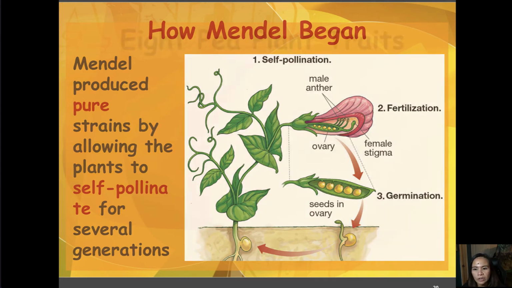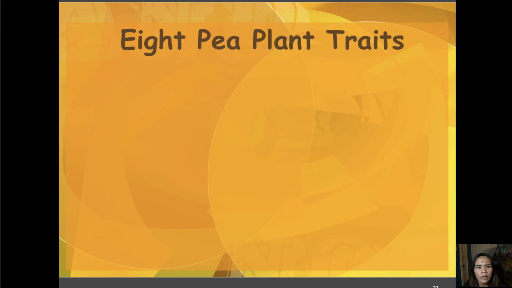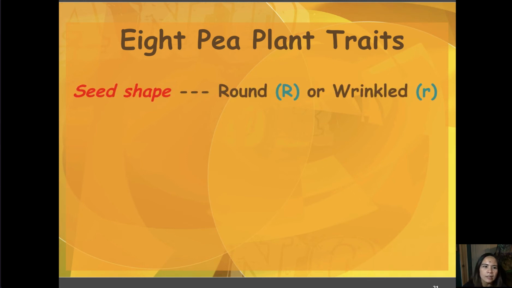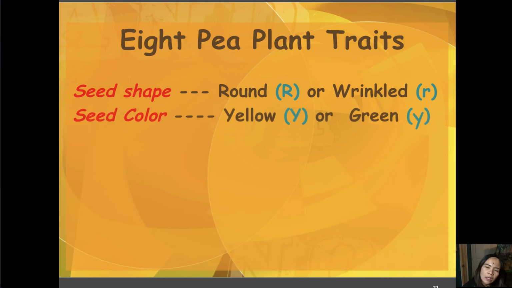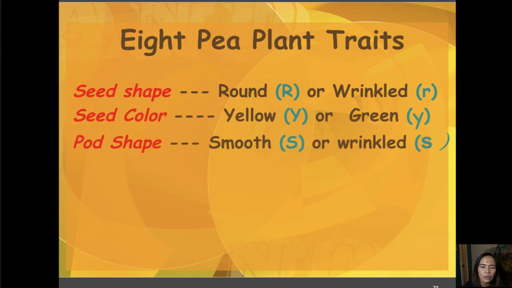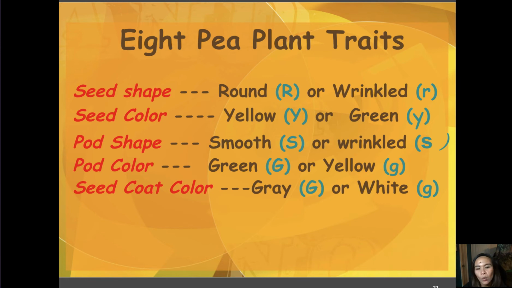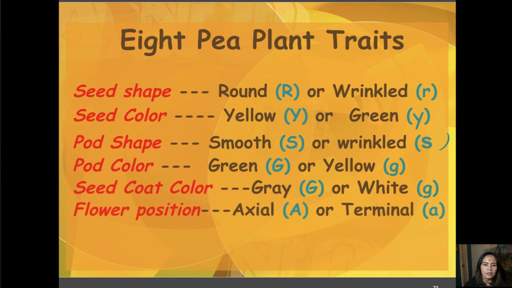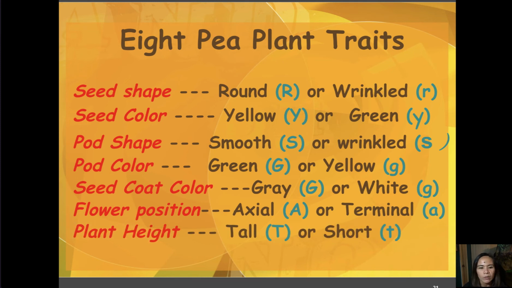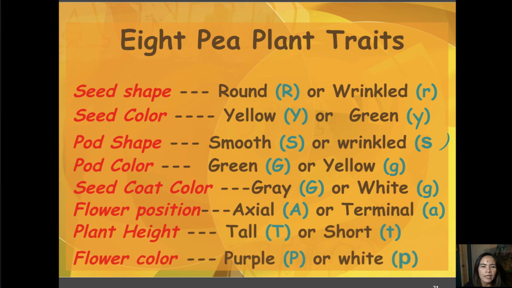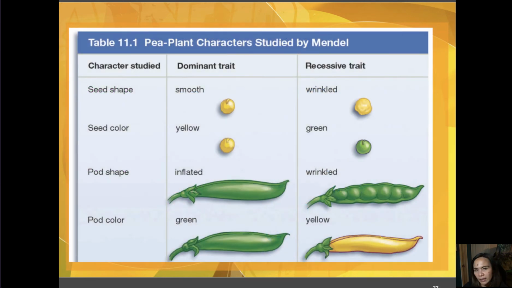for several generations. And he observed 8 pea plant traits, such as the seed shape, whether it's round or wrinkled, seed color, yellow or green. He also observed pod shape, whether it's smooth or wrinkled, pod color, green or yellow, seed coat, gray or white, flower position, it can be axial or terminal, the plant height, whether it's tall or short, and last but not least, the flower color, which is purple or white. So these are the different characteristics that Mendel studied in his pea plant experiment.